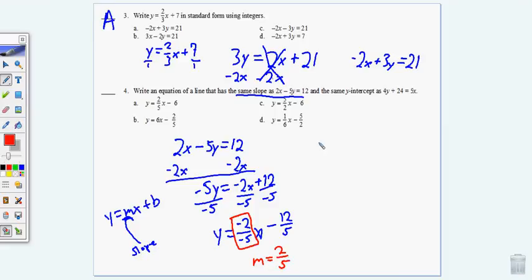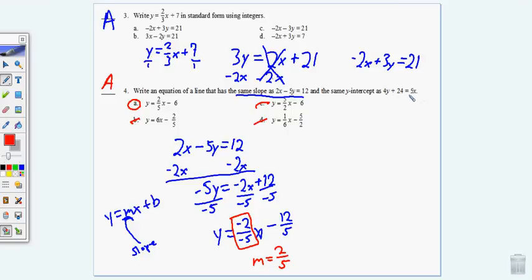So let's look at our answers. Do any of these have a slope of 2 over 5? Well, not this one. That has 1 over 6. This one has 5 over 2. This one has positive 6 over 1. This one has 2 over 5. So this is the only one that matches the same slope. Must be A.